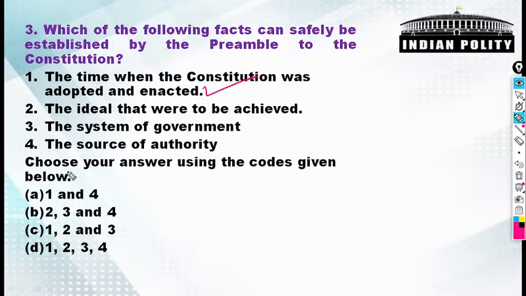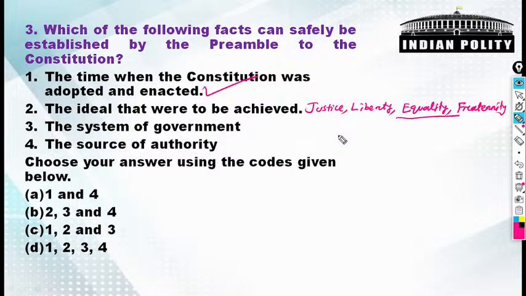It's correct. The ideals that were to be achieved, the ideals like justice, liberty, equality, and fraternity. These are the ideals of the Constitution. They are also keywords, but ideals means the philosophy of the Constitution.